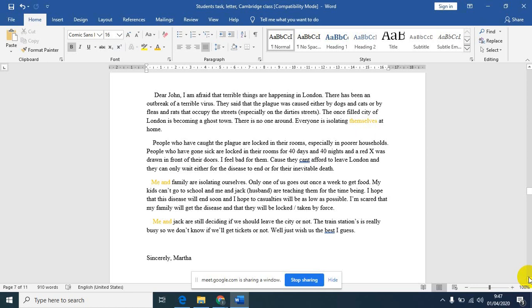I hope the disease will end soon. I hope the casualties will be as low as possible. I'm scared that my family will get the disease and that they will be locked up or taken by force. Me and Jack are still deciding if we should leave this city or not. The train station is really busy, so we don't know if we'll get tickets or not.